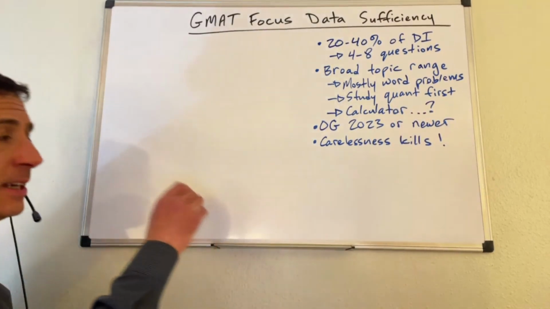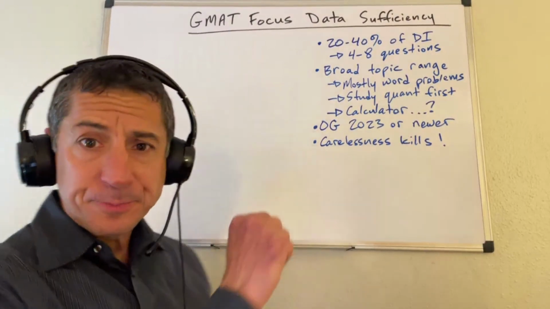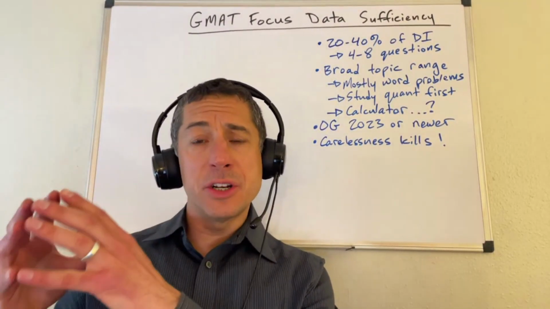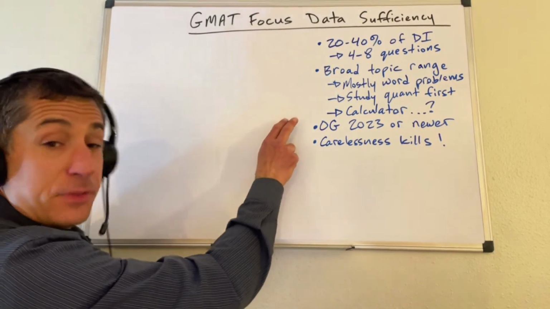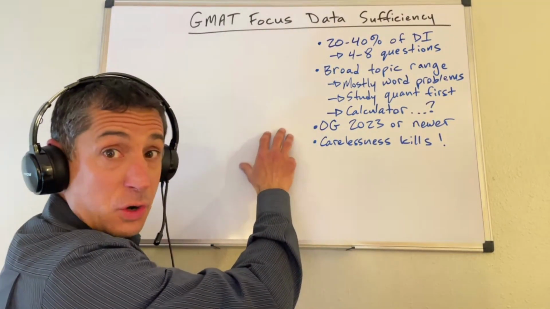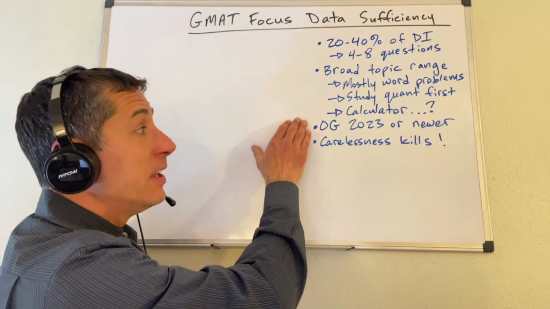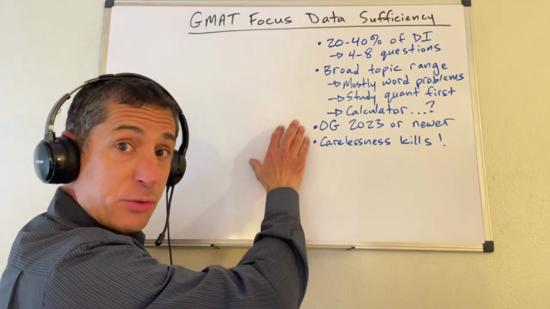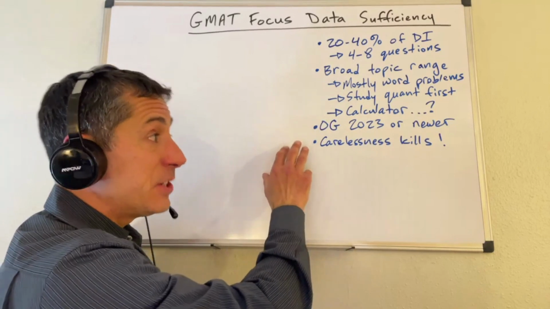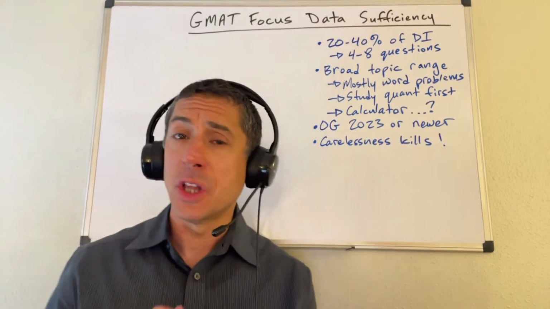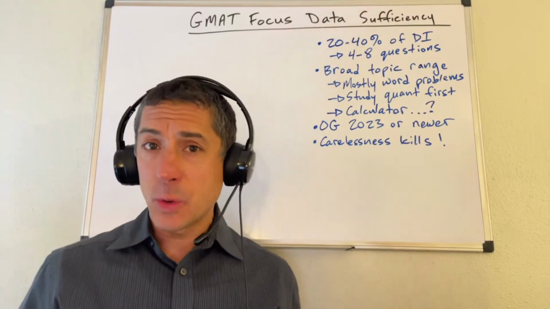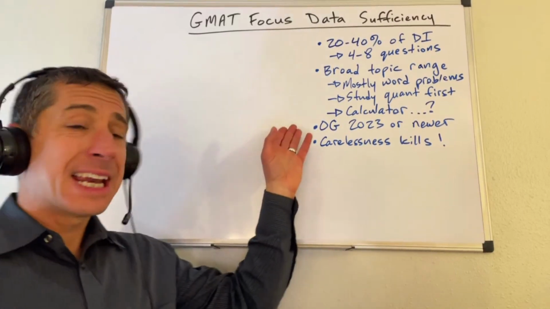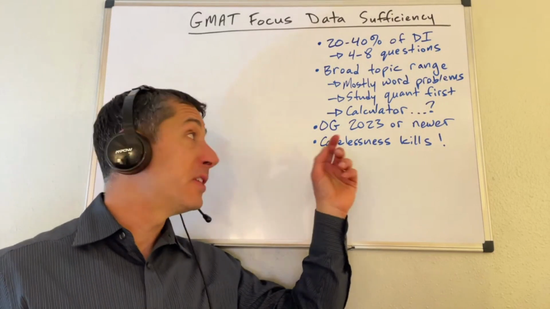Don't forget about it. Now, when you're studying, really important thing. So yes, I want you to really focus on your quant skills first, then go ahead and apply those to Data Insights in general. But if you're using official guides, and official materials are always going to be the best source of practice material, use the official guides from 2023 and newer. Data sufficiency, the format has existed for a long time, but they've made some tweaks to it for the GMAT Focus as of late 2023. So you're just going to get more bang for your buck. Your studying is going to be more efficient if you use the newer guides.